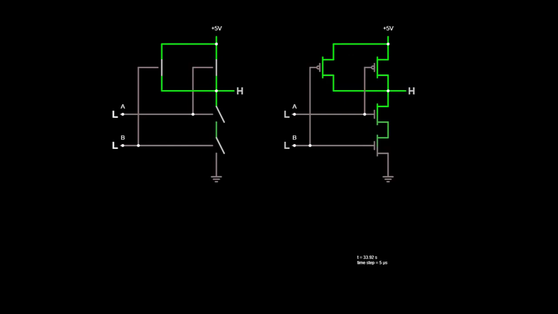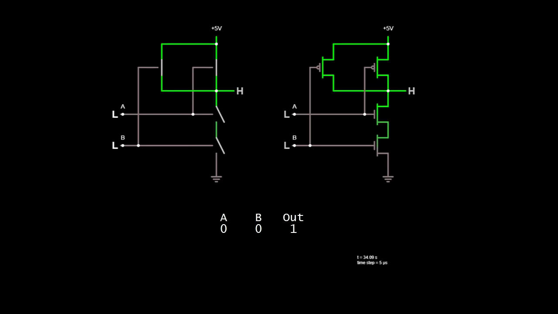Now we'll look at our first two-input CMOS logic gate. The pull-down network consists of two NMOS transistors in series, while the pull-up network consists of two PMOS transistors in parallel. If both of the inputs are low, then there's a conducting path through both branches of the pull-up network and the output is high.